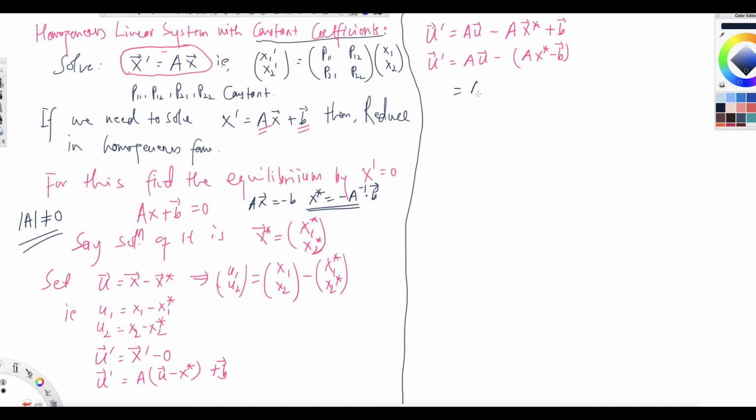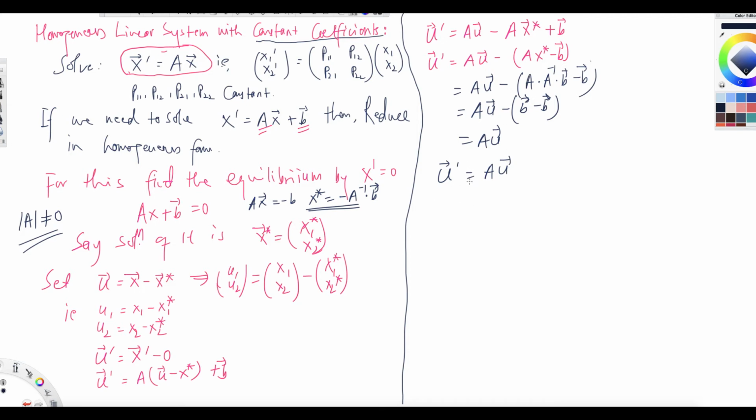So you get A u minus A times x star is A inverse times vector B minus vector B. You see that? You don't need that parenthesis, but it doesn't hurt if you put it there. Minus A, and A times A inverse is just I. So that is vector B minus vector B. That's what you get, zero vector. So that is just A u. Now you see that? We got vector u prime equals A u, which is homogeneous. There is no separate constant term here. Okay? So this is what you do.